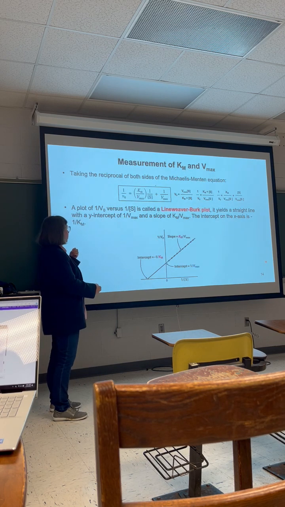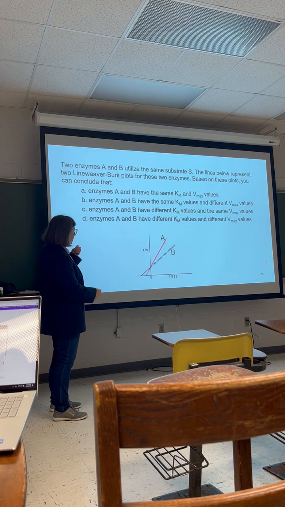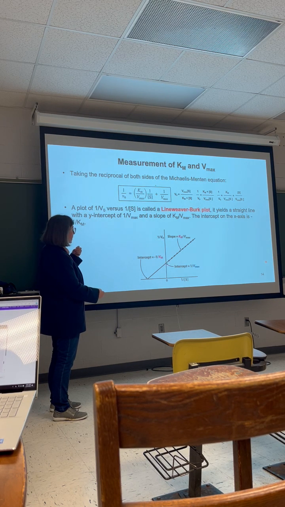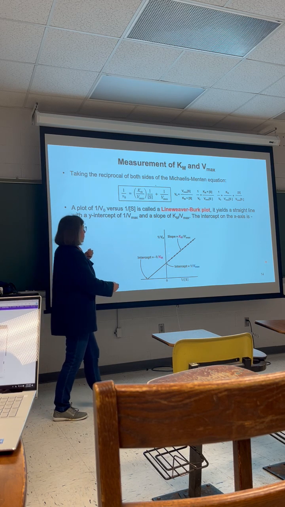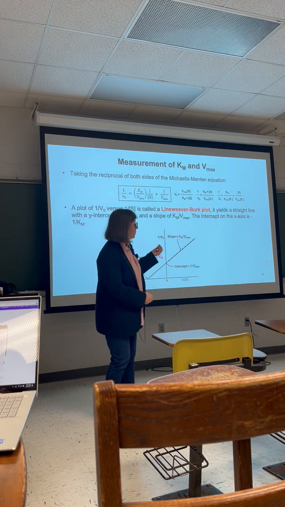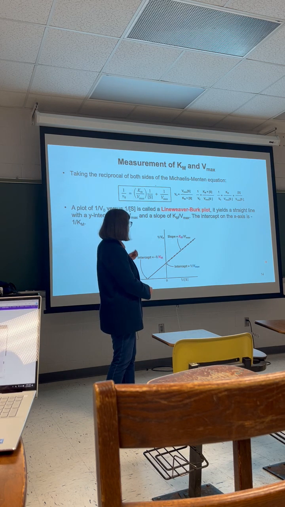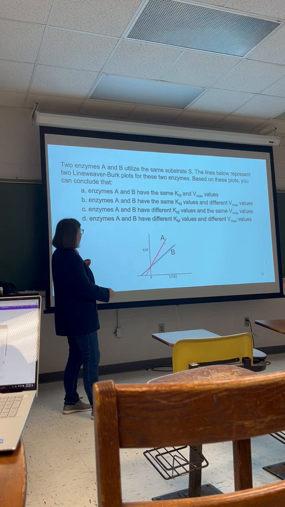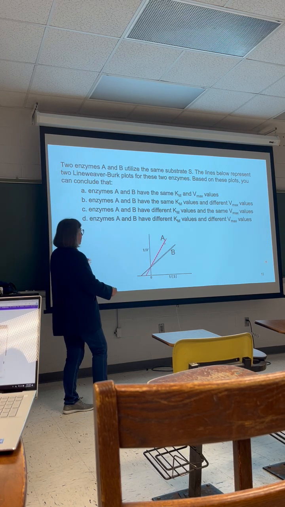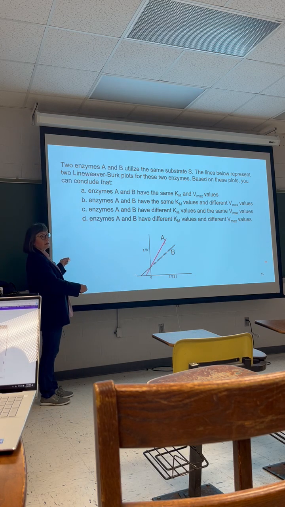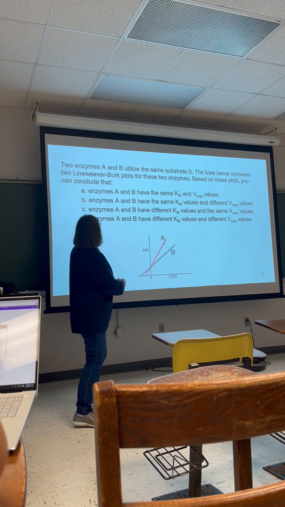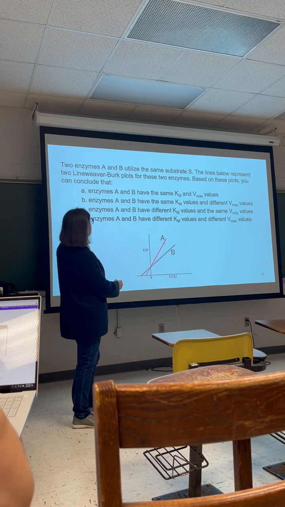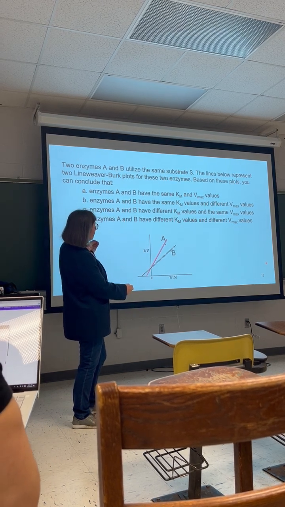Okay? So they do intercept at the same place on the x-axis, right? And that intercept is 1 over Vmax. So they must have the same Vmax because they go through the same point on the x-axis. Now the intercept on y is negative 1 over Km, and they obviously intercept the y-axis at two different values, right? So Km would be different. So the answer would be C. They have different Km values and the same Vmax.